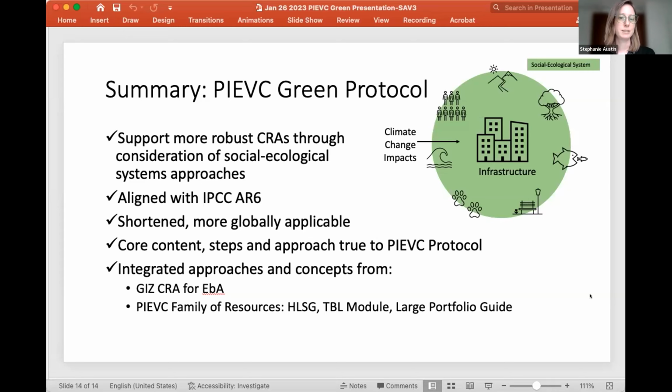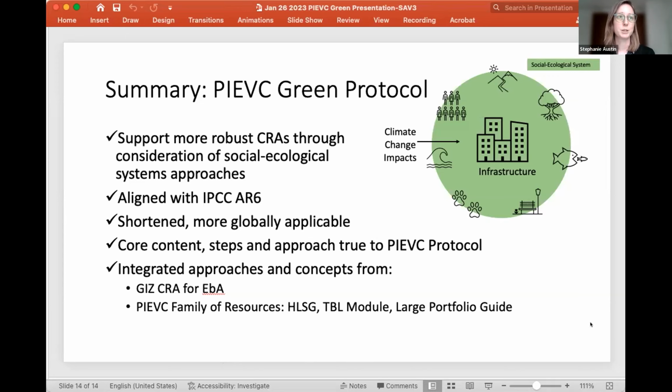As I mentioned, we've tried to stay as true to the PIEVC protocol as possible in terms of the core content, the steps, and the approaches. Our hope is that those users of the PIEVC protocol, if they were to open the PIEVC Green Protocol, it will still look familiar to them. And it'll be something that hopefully will be a smooth transition if they would like to use the PIEVC Green.